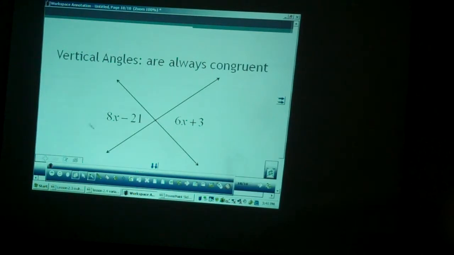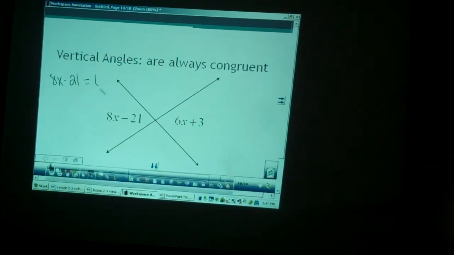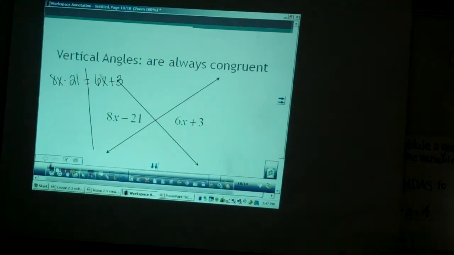To solve this, because we know that these are equal, we're going to do 8x minus 21 is equal to 6x plus 3. Then we're going to simplify this equation. Draw your line. There's no distributive property. If I look on both sides, I can't combine anything. So then I need to add or subtract to move things over.